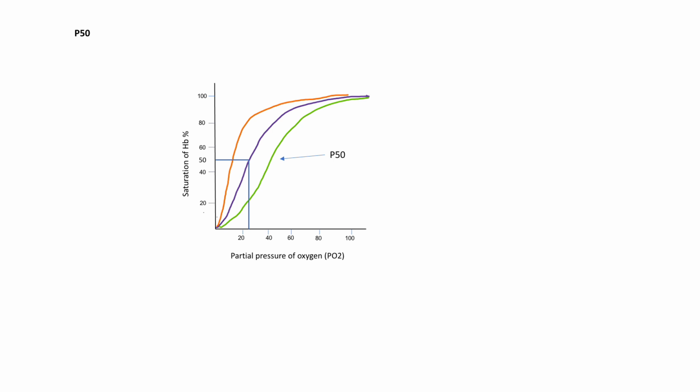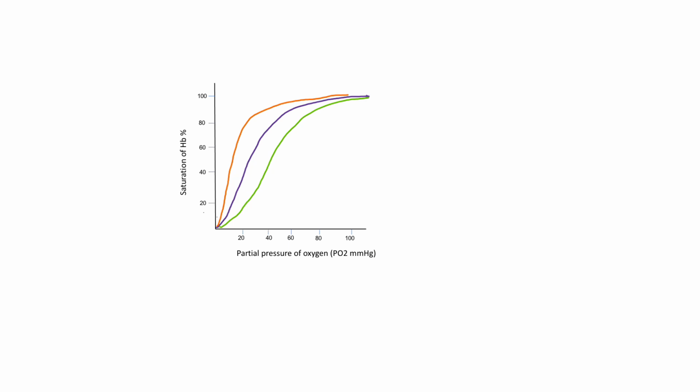However, if affinity of hemoglobin for oxygen is low, more oxygen will be released in solution and this will increase P50. This means a higher partial pressure of oxygen will be required to maintain oxygen saturation at 50%. And if affinity of hemoglobin for oxygen is high, a lower partial pressure of oxygen will be required to maintain oxygen saturation at 50%, as oxygen will readily bind to hemoglobin.